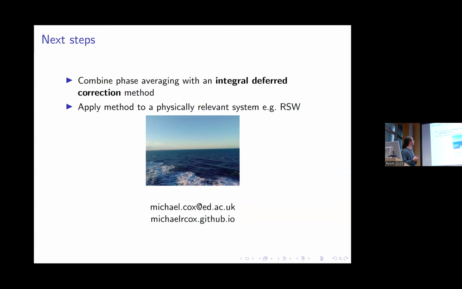And eventually we'll apply it to a rotating shallow water system. So I do have a phase average rotating shallow water simulation, but without the deferred correction. It was for a different averaging method that we were investigating. So we'd like to apply this again to the more physical solution of a rotating shallow water system. So it's very much a work in progress.